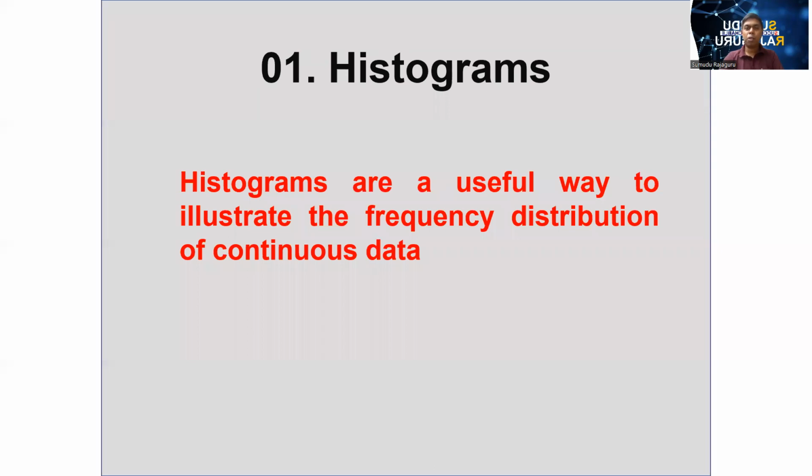Okay. Histogram. Please see the definition. Histograms are a useful way to illustrate the frequency distribution of continuous data. So a histogram is an illustration. Just think, if you have a lot of individual data, it is very difficult to get some idea. So in a histogram, we prepare the classes and illustrate the frequency distribution based on those classes. Okay, that is the aim of a histogram.